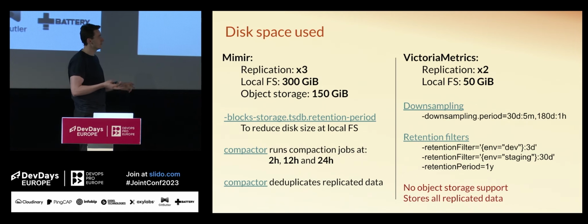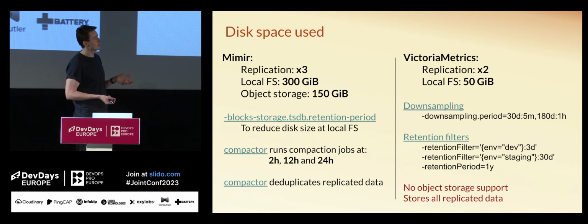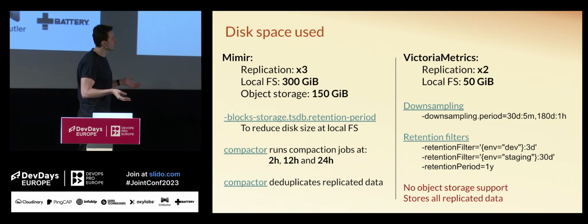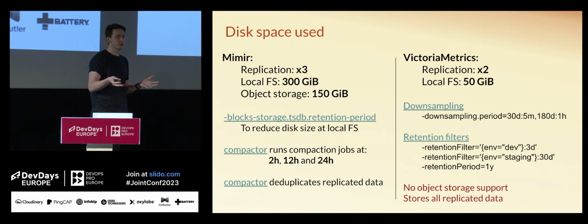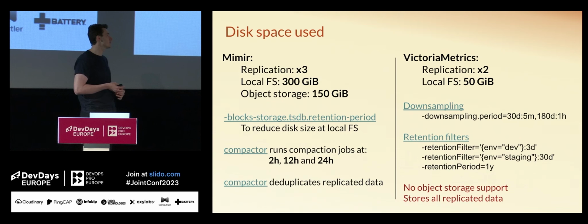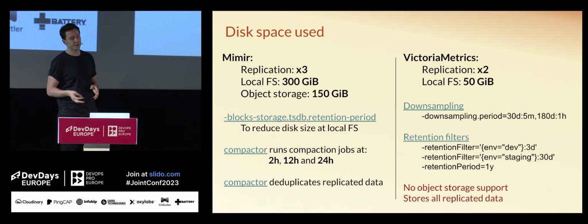And what else can VictoriaMetrics do with disk space? It has downsampling, so you can specify that you want to store raw data up to 30 days. After 30 days, you want to store only 5 minutes resolution, and after 6 months, you want to store only 1 hour resolution. This is the usual case because data for 6 months is rarely queried, and you don't need that high resolution. So this reduces the disk space occupied significantly for installations which have 1 year retention, 5-year retention, etc.